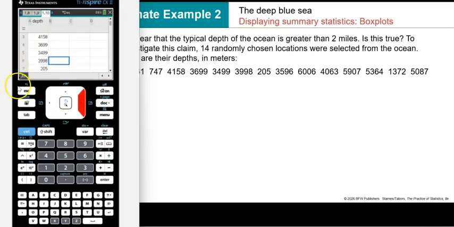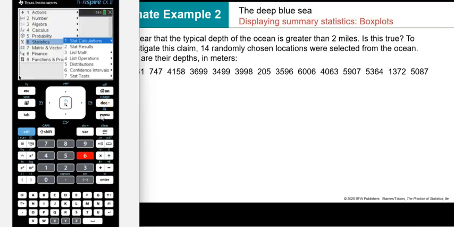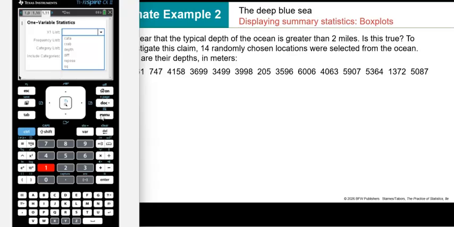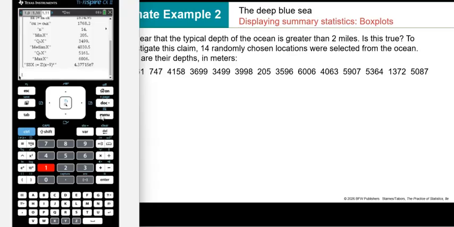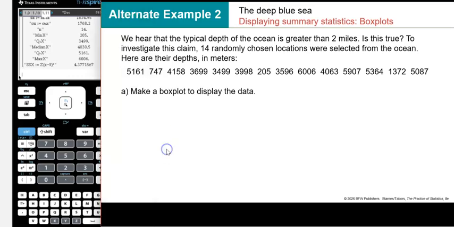Okay. So I'm going to go to the calculator page and go Menu 6 1 1, choose depth, and do it. Okay, so that's my 5-number summary if I did it right.